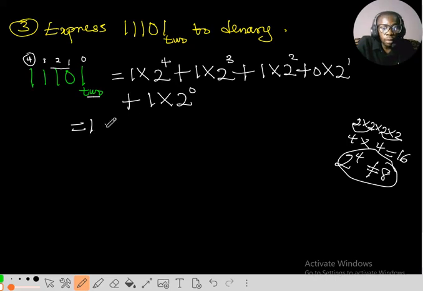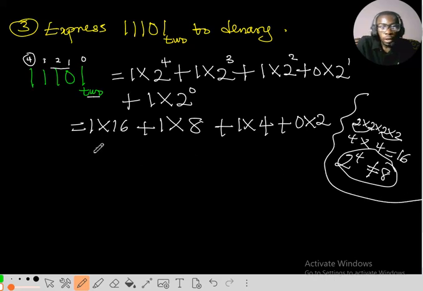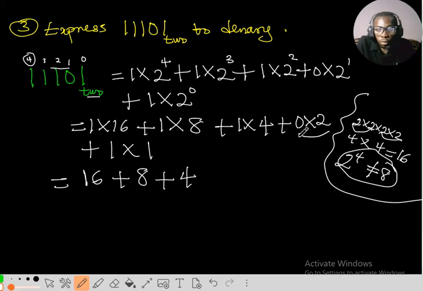So this will give 1 times 16 plus 2 raised to power 3. We've said that already. 2 times 2 times 2, which is 8, plus 1 times 2 raised to power 2, 4, plus 0 times 2 raised to power 1, which is 2, then plus 1 times 2 raised to power 0, which is 1. So here now, multiply these together. 1 times 16 will give you 16. 1 times 8, 8. 1 times 4, 4. Now watch this part. 0 times 2 is going to be 0. Then plus 1 times 1 is going to give 1.